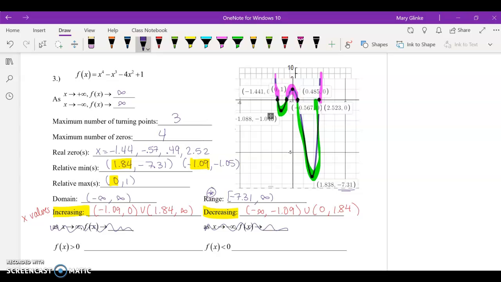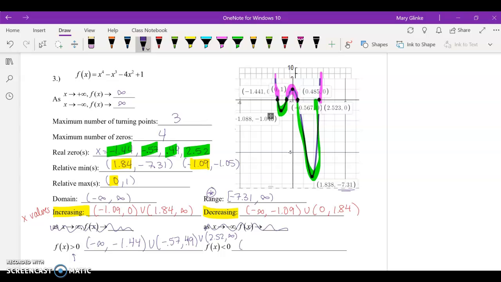That was definitely wrong. So looking at greater than 0, I have 3 separate intervals starting on the left. But now for these ones, what I need to do is use my x values for my zeros. So from negative infinity to negative 1.44 would be the first interval. It's just greater than, so I'm using parentheses. From negative 0.57 until positive 0.49 is my next chunk. And then 2.52 to positive infinity would be my third chunk.